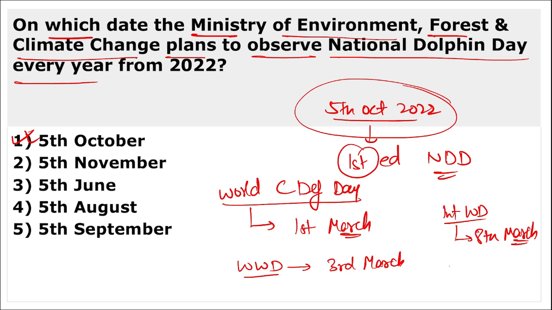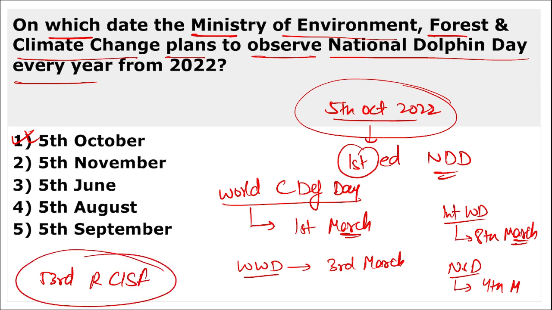Then if I ask you, tell me National Security Day. National Security Day is observed on 4th of March. Then 53rd CISF Raising Day was observed on, tell me when. Take your time but do comment below. 53rd CISF Raising Day was observed on 6th of March. Very good. Moving on to next question.